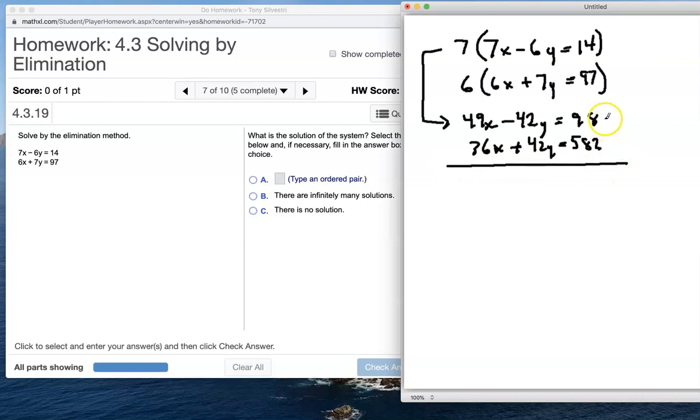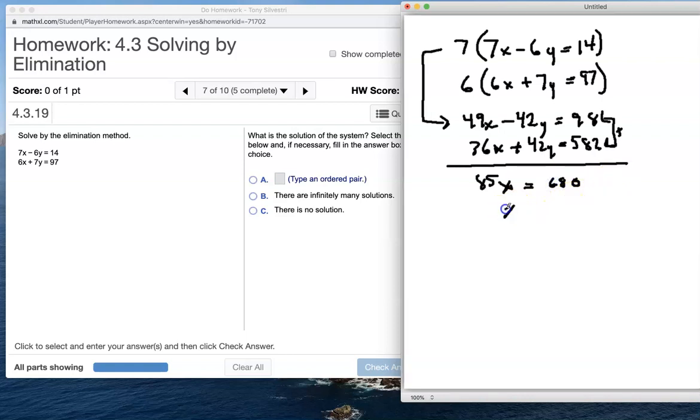Now these numbers are scaring me. I hope they're right. Okay, now add these two. Add those. 49x plus 36x is what? What is that equal to? That's equal to 85x. The 42y's cancel out, equals. Now I'm going to add those two numbers. That looks like it's going to be 0, carry the 1, 1,680.